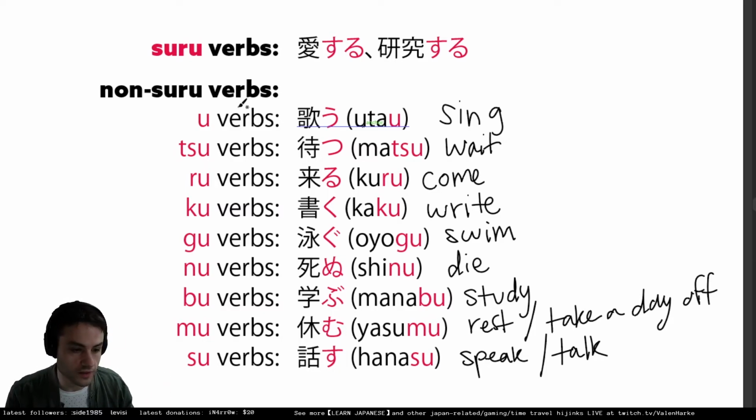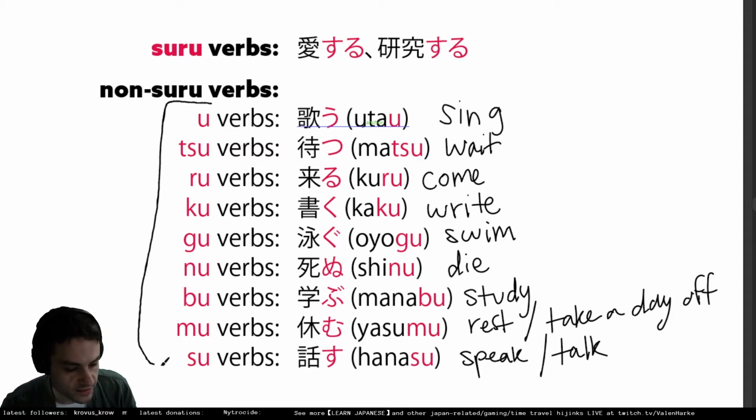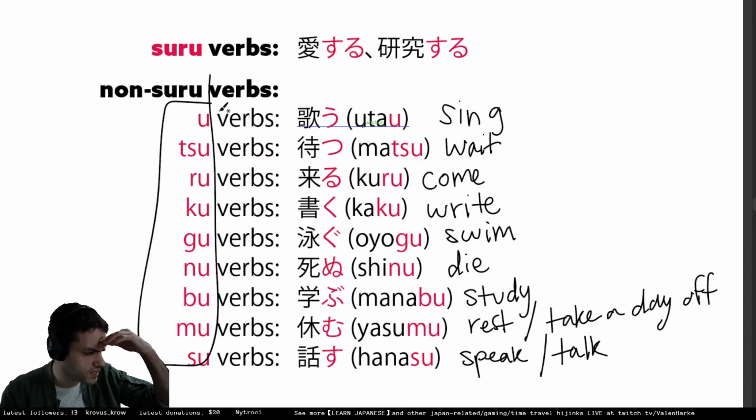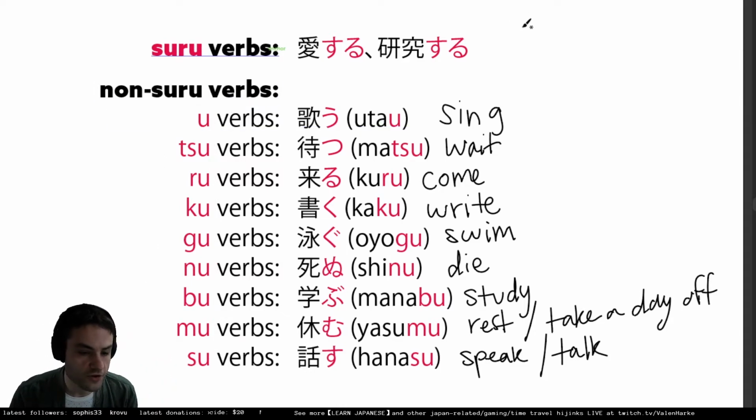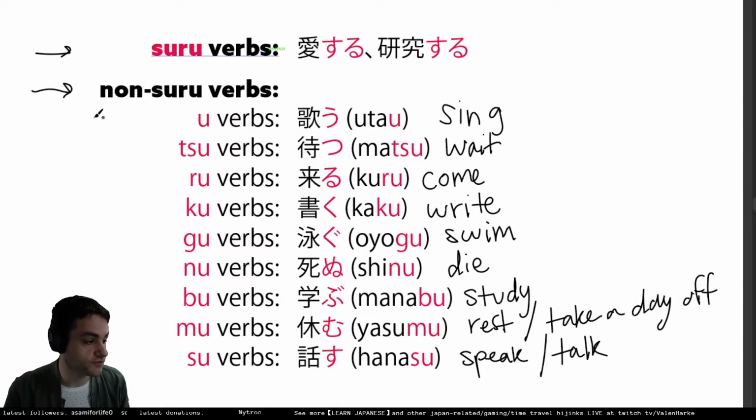All right, we're going to take them slowly. What I want you to understand is that non-suru verbs are just words that end in u, tsu, ru, ku, gu, nu, bu, mu, or su. Do you need to memorize this list and be on the lookout for these? No, you don't need to memorize that either. You just need to know that from here on out, whenever you're constructing a verb, it's going to fall into one of these two cases, for sure. This is all there is for verbs.